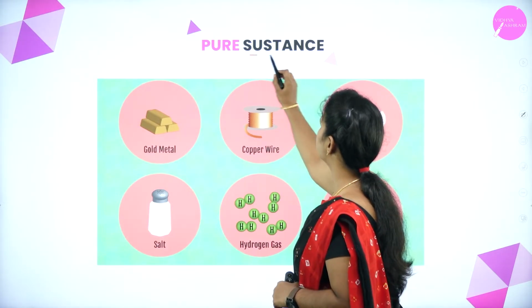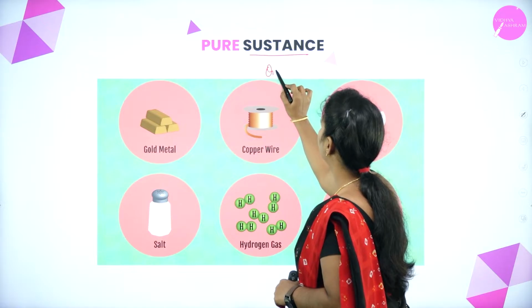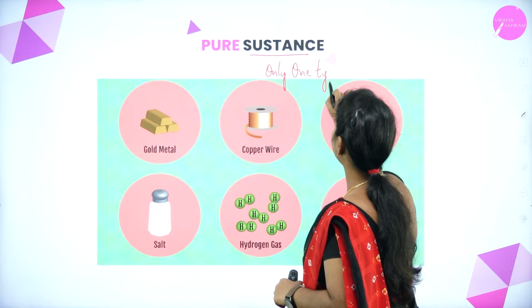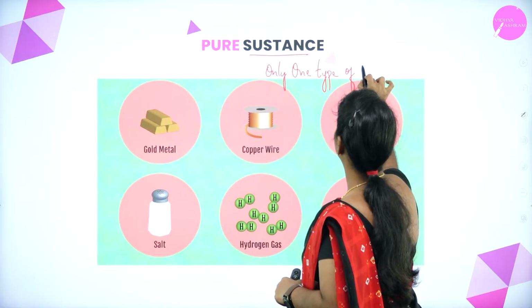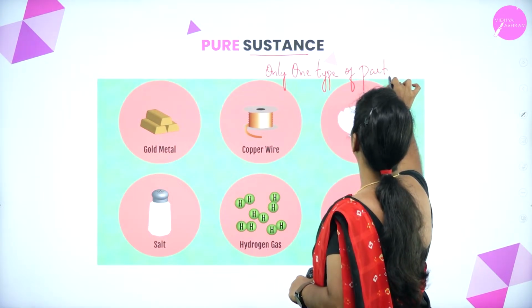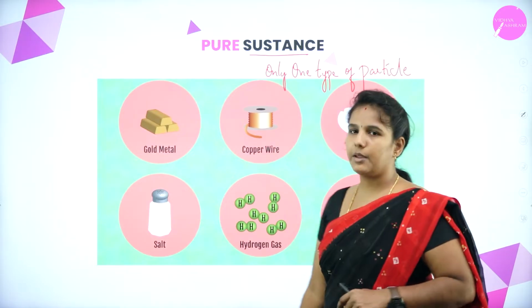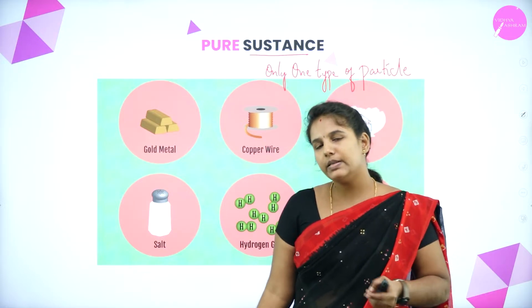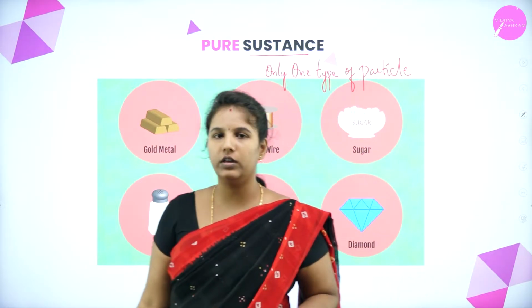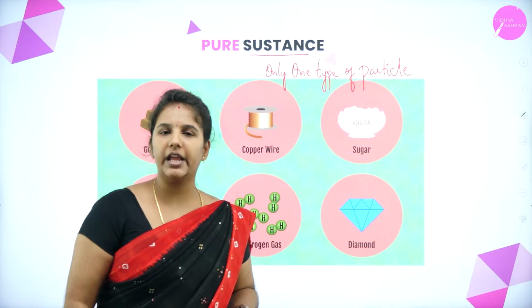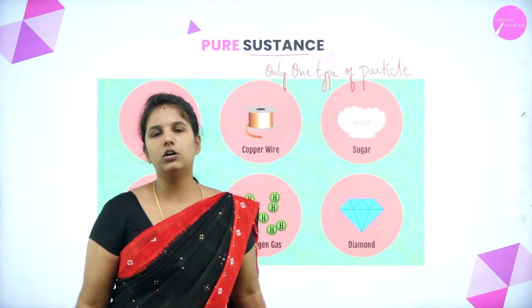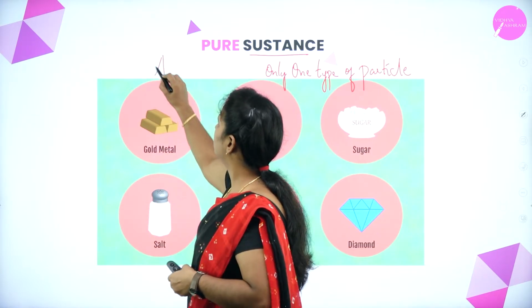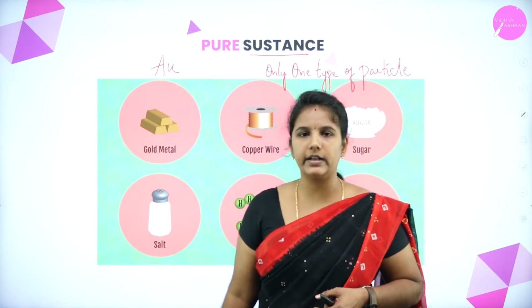Pure substances are the substances which consist of only one type of particle. Then we say it is a pure substance. The best example you can give is gold. If you take a gold chain or a gold bangle, all the gold material is made up of what? Gold atoms, right? It is made up of gold atoms.